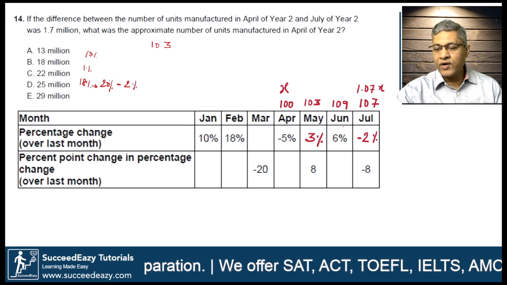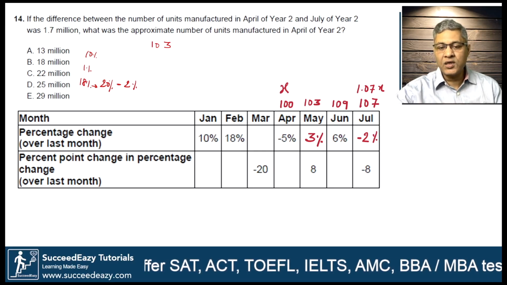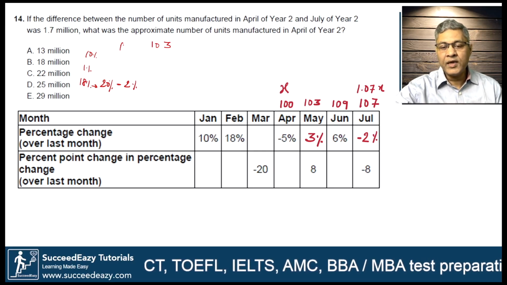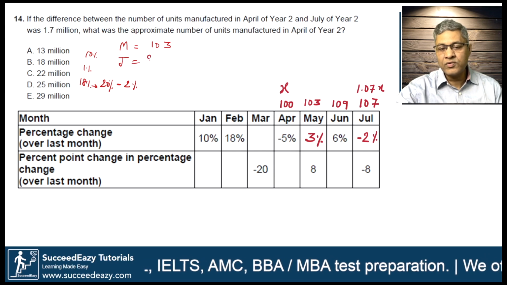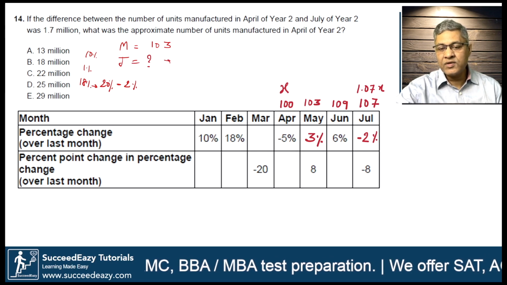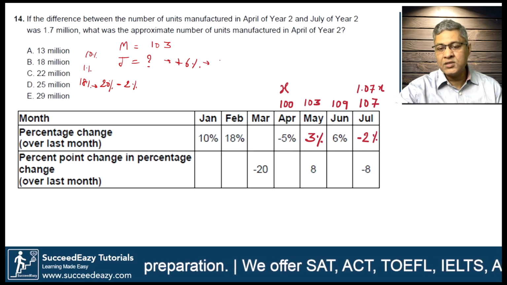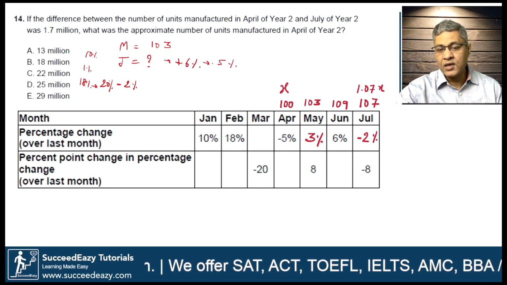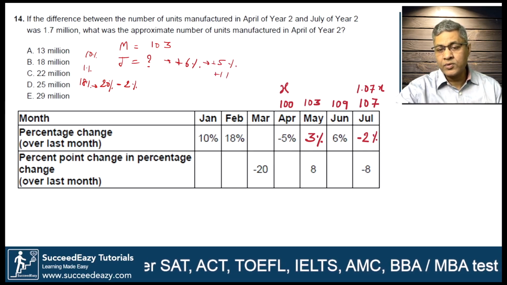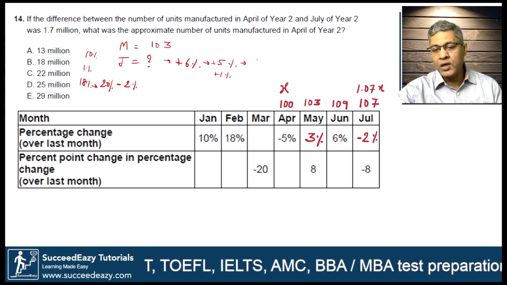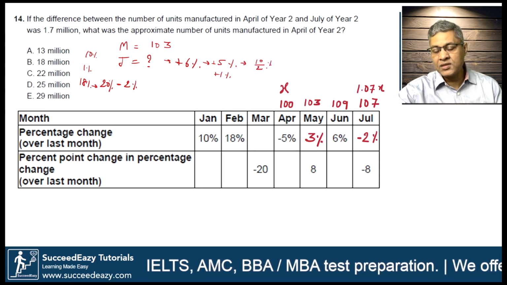For June we need to find, and it is 6% more than May. So for May it is 103. For June we have to add 6%. So to add 6%, the easy way is to add 5% and thereafter add 1%. So 5% would be what? It will be half of 10%, isn't it?